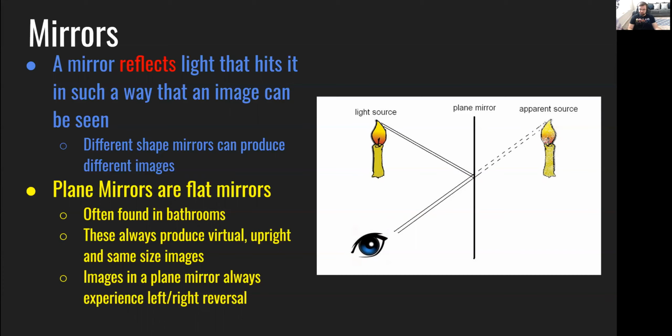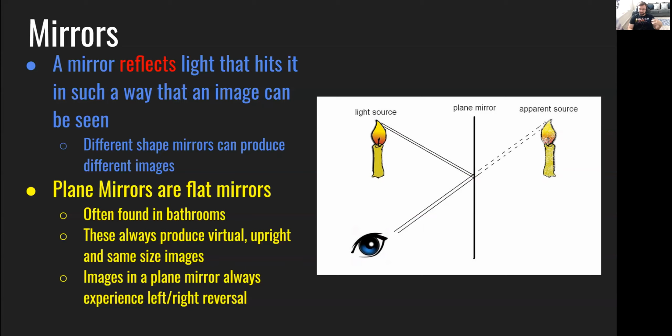You appear to be inside of the mirror as well. When you look in the mirror, you're seeing your reflection and it looks like you're inside the mirror. That tells you it's a virtual image. You never see your reflection projected onto the wall next to you. That would not be a virtual image, and that would not be a plane mirror.